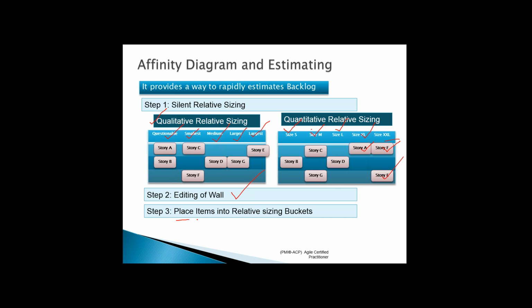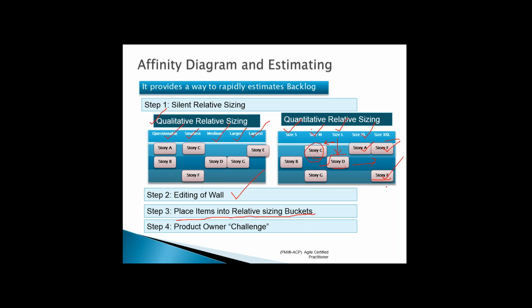However, while you do that, ensure that you place items into relative sizing buckets. Relative, right? If story D is large, then relative to this large, do you think story C is easier than large? If it's easier, probably you'll put it on medium or small. If you have story E, which is more complex in comparison to story D, then you would put it on the right side, which is story E here.